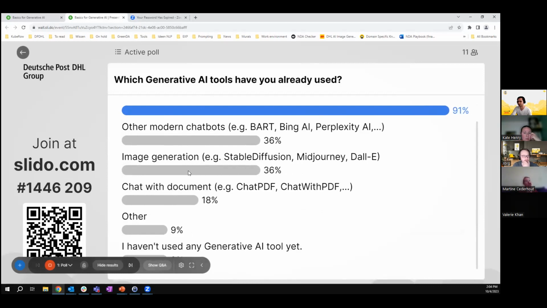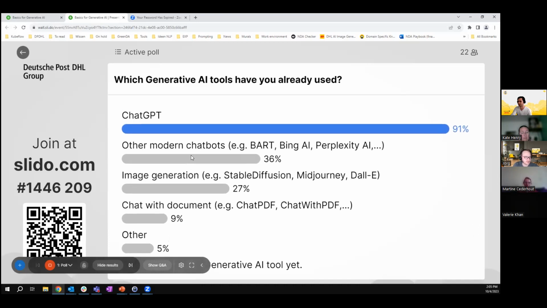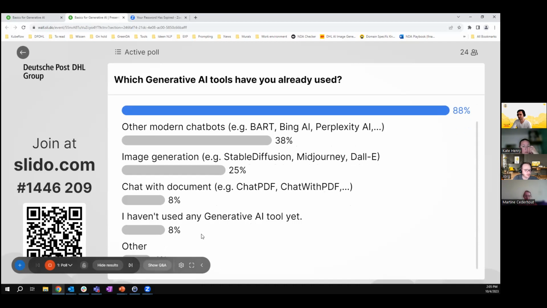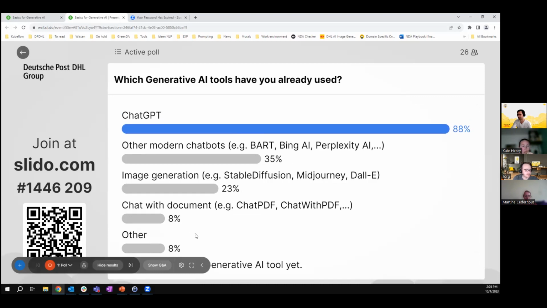Let's give it a bit more time. So it seems to crystallize that most people have been using ChatGPT in the past. Some people have been using other chat clients like Bard, Bing AI, Perplexity. And then only 20%, 25% have been using these image generation tools. That is interesting. And chatting with documents is not that common among people here in the audience.